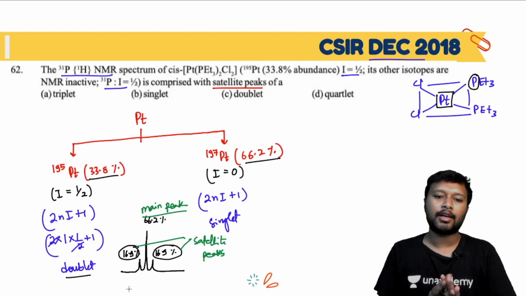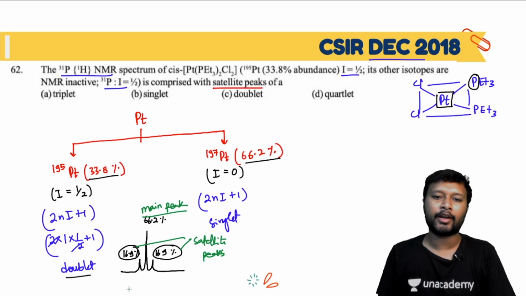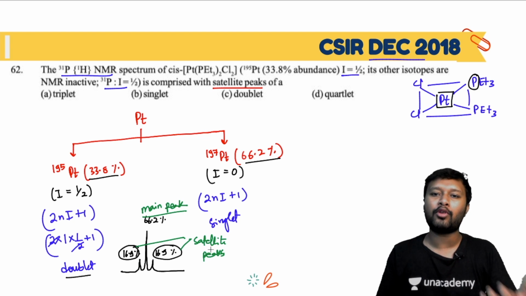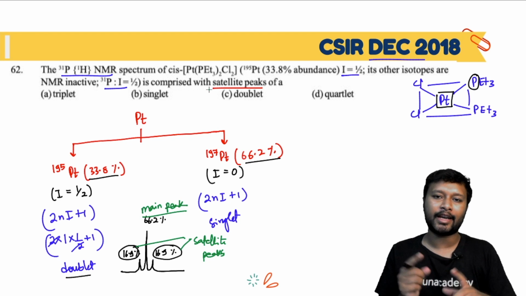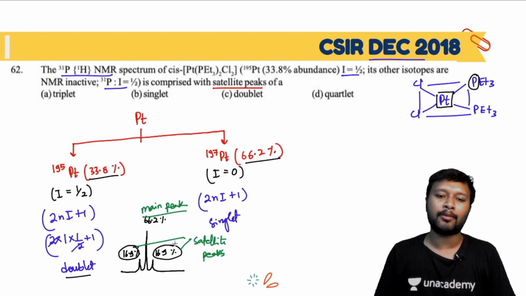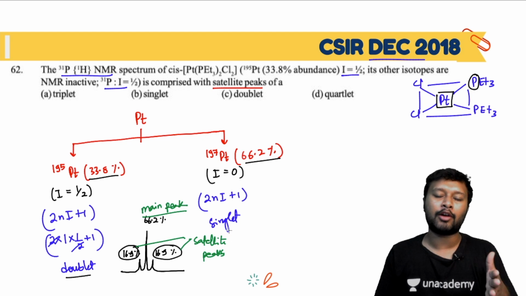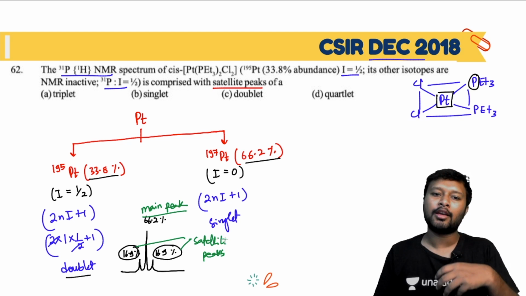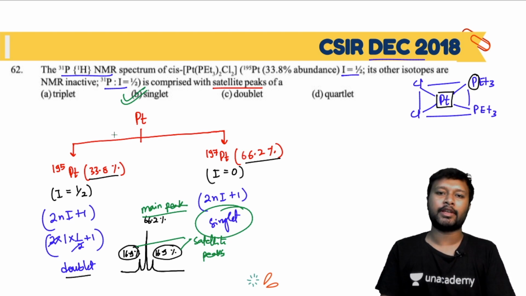Since you have satellite peaks which are much smaller and the main peak is quite bigger, the question says satellite peaks of what? They are comprised with the satellite peaks of the main peak, and what is the nature of that main peak? That is a singlet. So the correct option for this question was singlet.